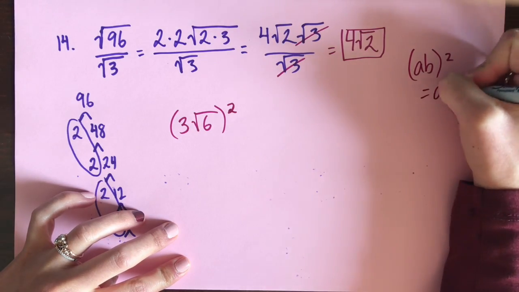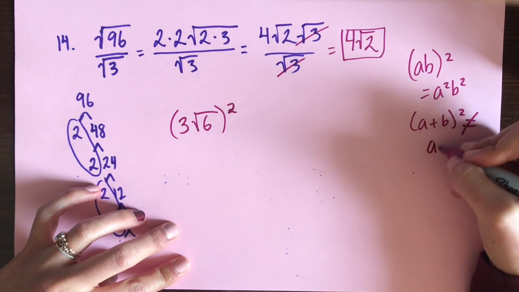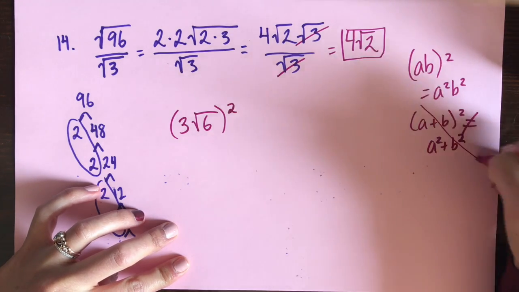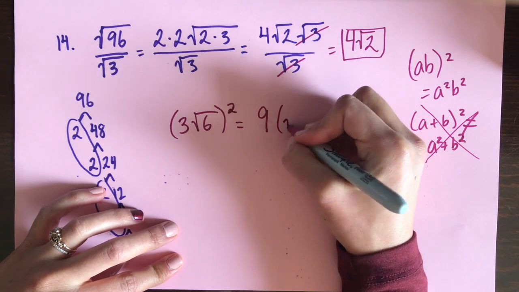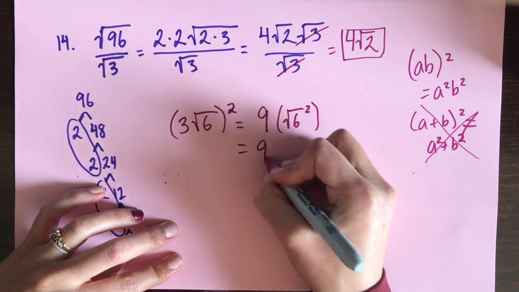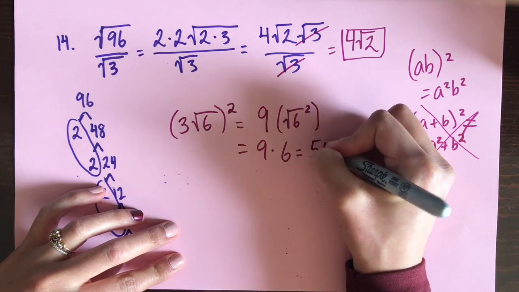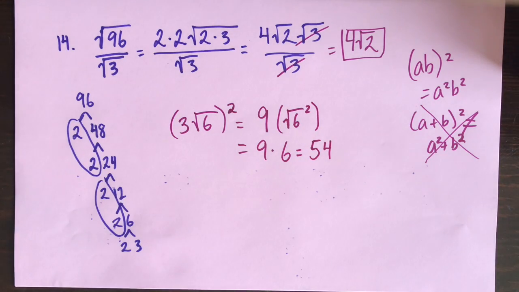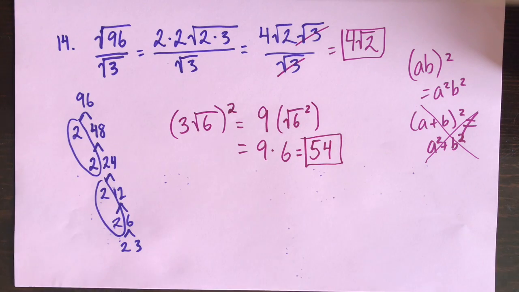Suppose we have 3 rad 6, squared. Note that AB squared is A squared times B squared, but A plus B squared is not A squared plus B squared. Never forget. So we take the square over each, the 3 and the square root of 6. 3 squared is 9, and square root of 6 squared just undoes the square root, so it's just 6, and 9 times 6 is 54.